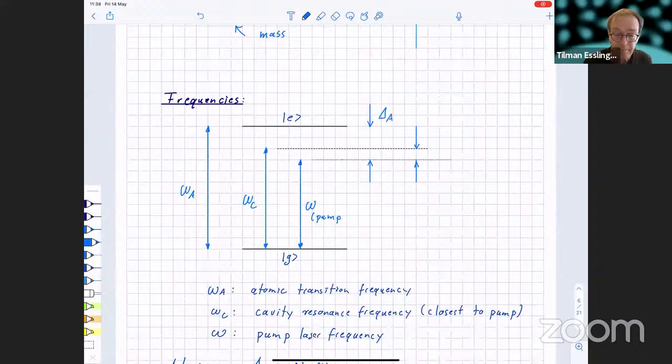And the detuning between pump and atomic transition frequency is often a few nanometers. And the cavity versus the pump, that's more in the megahertz range, the detuning between, say, 1 and maybe 50 megahertz.